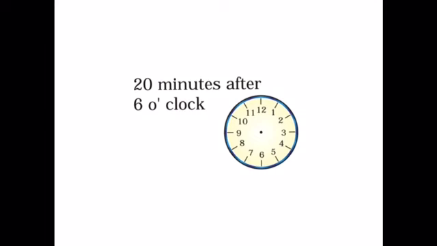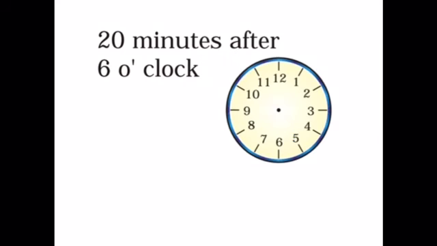Now we are going to draw the hands for the given clock. 20 minutes after 6 o'clock. So the short hand, that is the hour hand, should lie between 6 and 7 because it is after 6 o'clock. And to draw the long hand, the minute hand, we have to count in fives. 5, 10, 15, 20. So the long hand should be exactly pointing at 4. So it is 20 minutes after 6 o'clock.